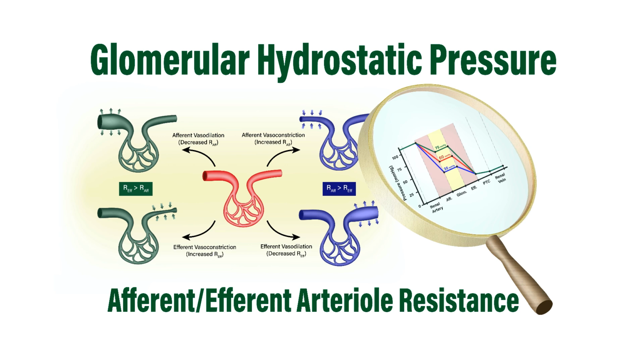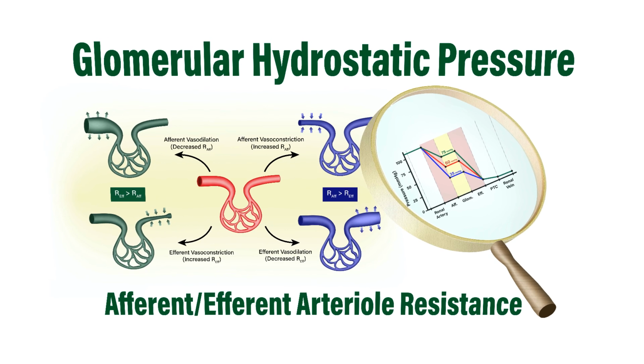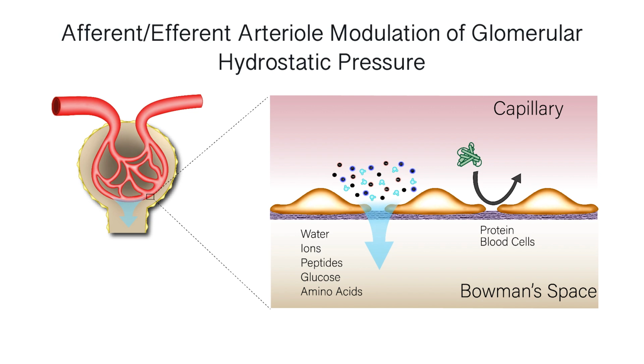In a previous video, we talked about how the glomerular hydrostatic pressure is the main driving force for the production of filtrate produced by the glomerulus. For this video, we're going to talk about how the afferent and efferent arterioles can modulate the glomerular hydrostatic pressure to bring about changes in the glomerular filtration rate.